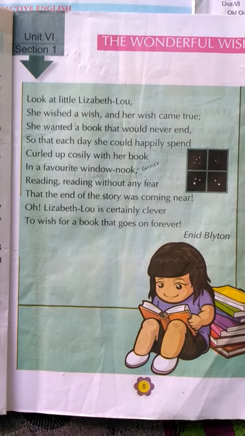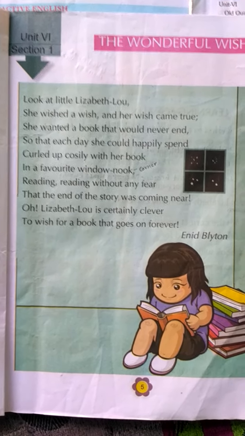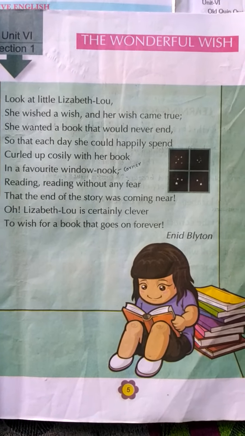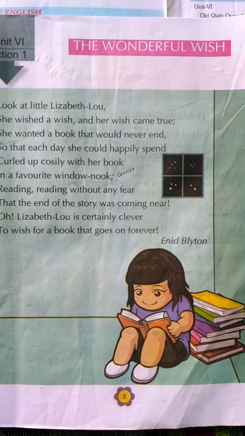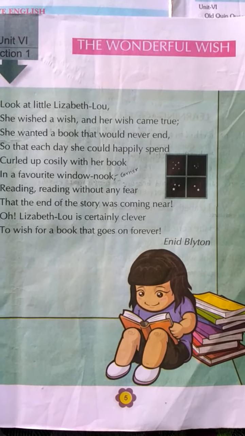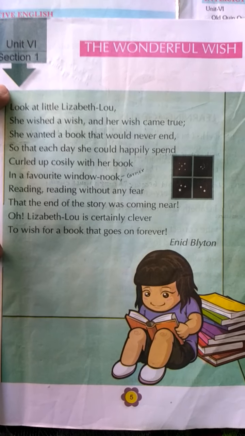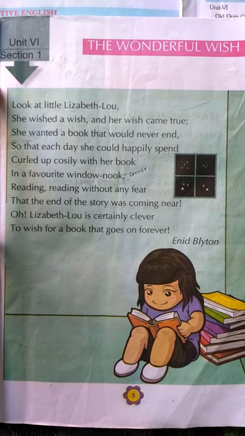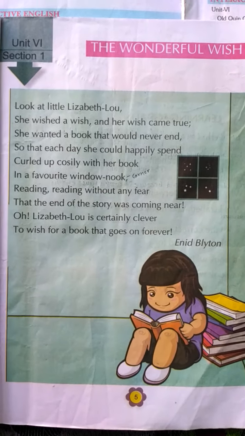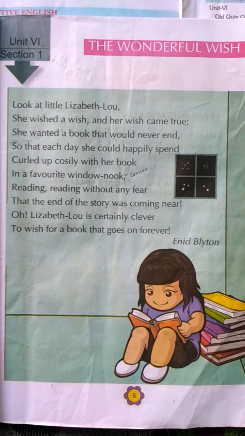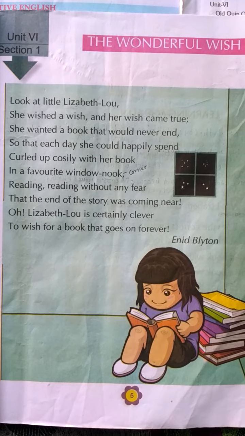Every student and every child should read good books that could increase their knowledge. So this is the essence. What is the poem's essence and learning? That every student and every child should read good books, like this little girl wanted a book.